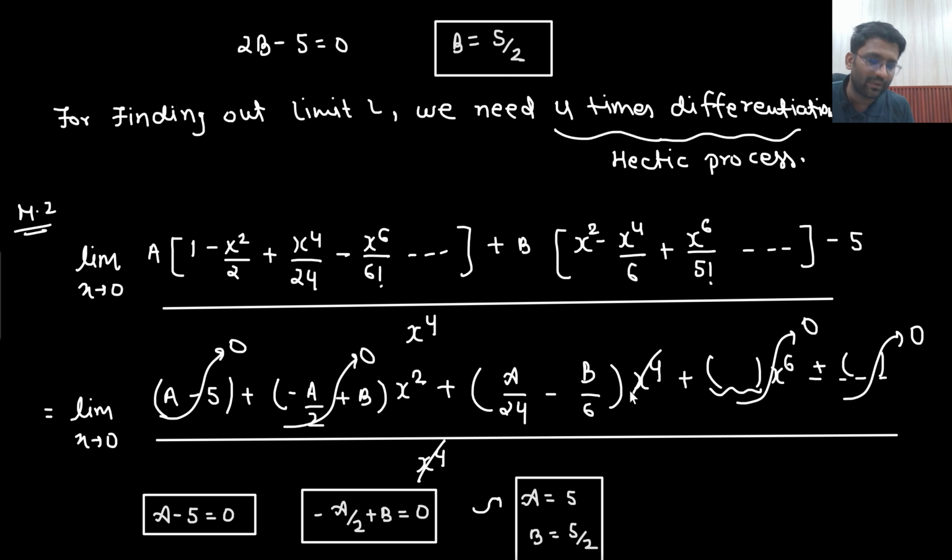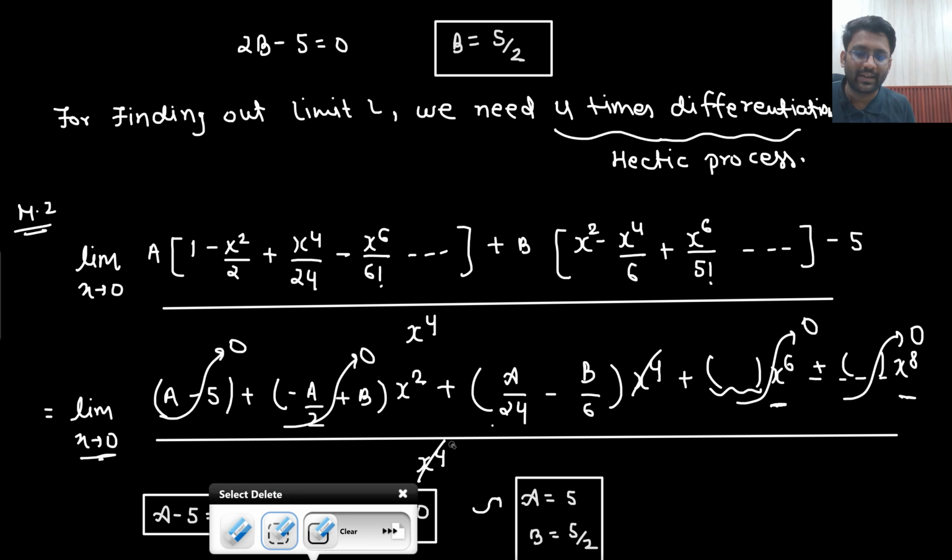X to the power 4 to x to the power 4 I can cancel out, and this will become x square. This was x to the power 8, so this will become x to the power 4. But only one constant value I will be getting, which is this value. And rest all x will be tending to 0. So since x is tending to 0, they will also tend to 0.